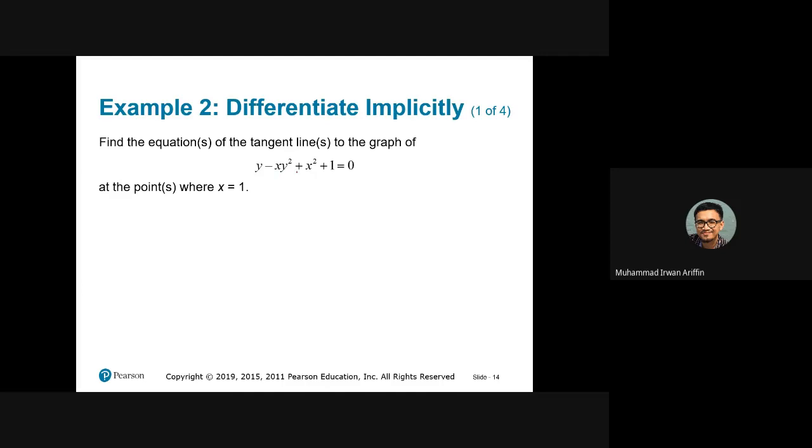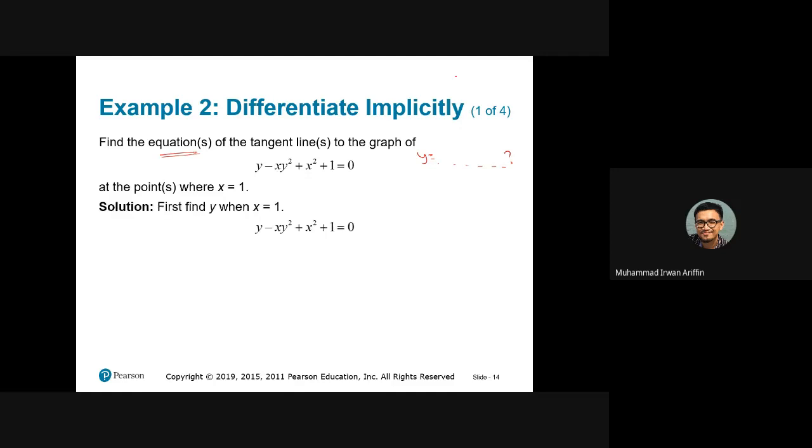Second example. Now we have this equation: y times y squared plus x squared plus 1 equals 0. And we have been asked to find the equation, so it's not just the slope, but the equation of the tangent line at the point where x equals 1. To separate y on one side is going to be difficult because this is a product and we have a square here. So to make our life easy, why don't we simply try to differentiate this equation implicitly.